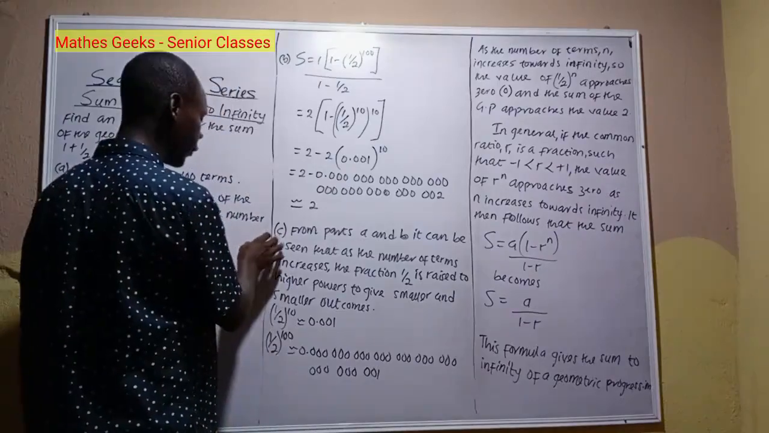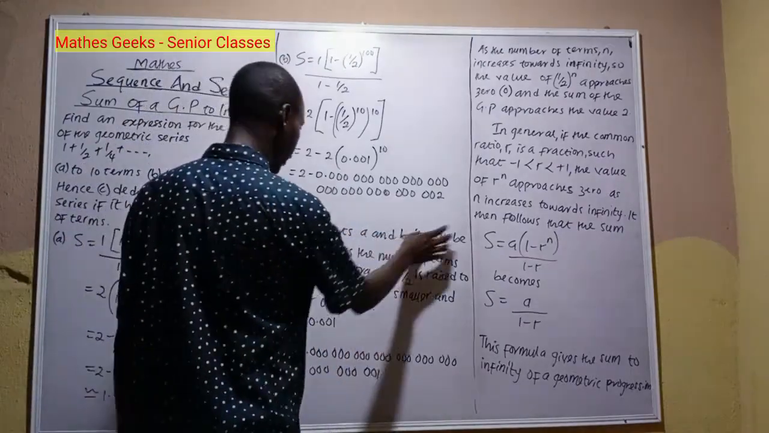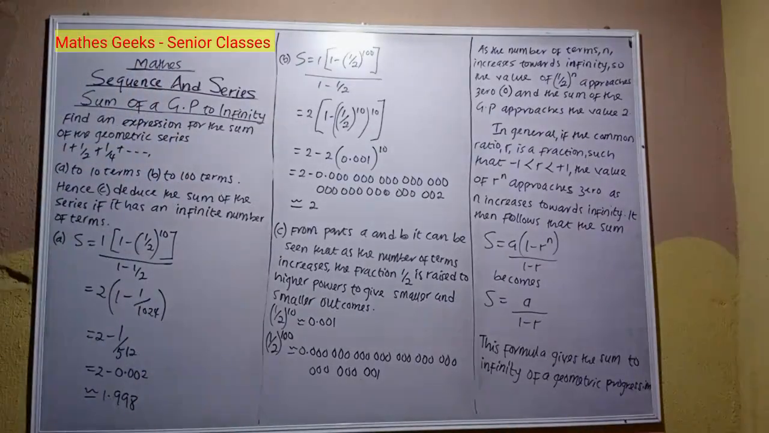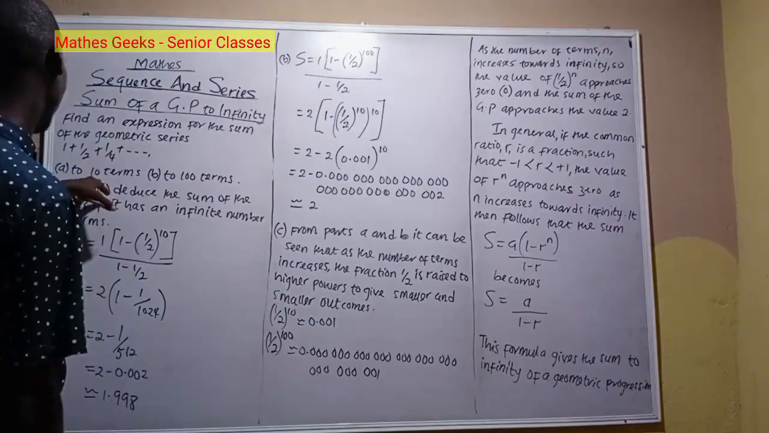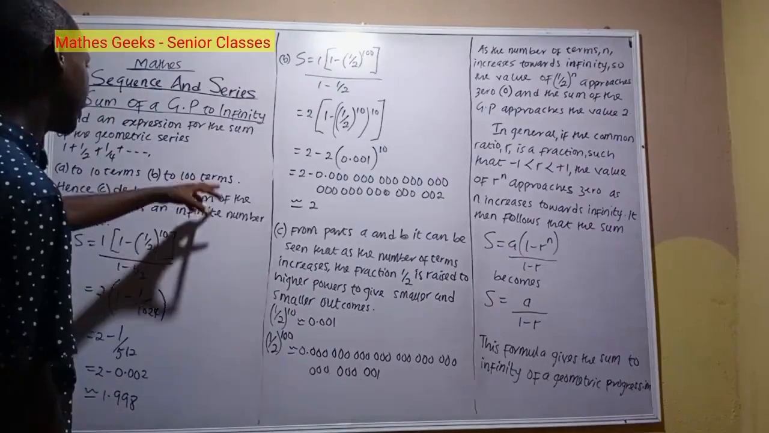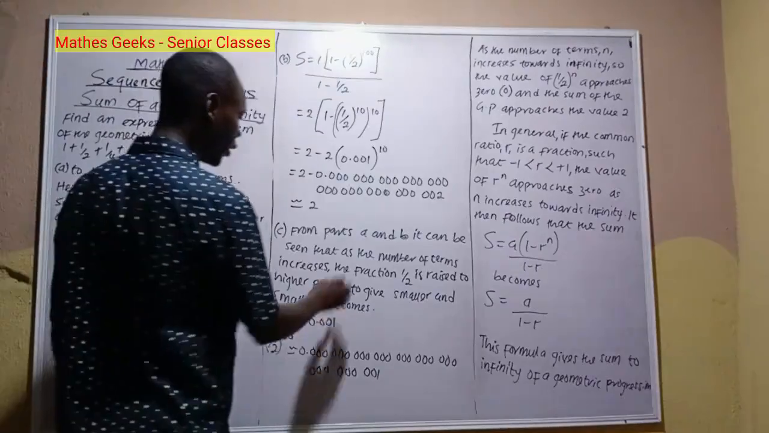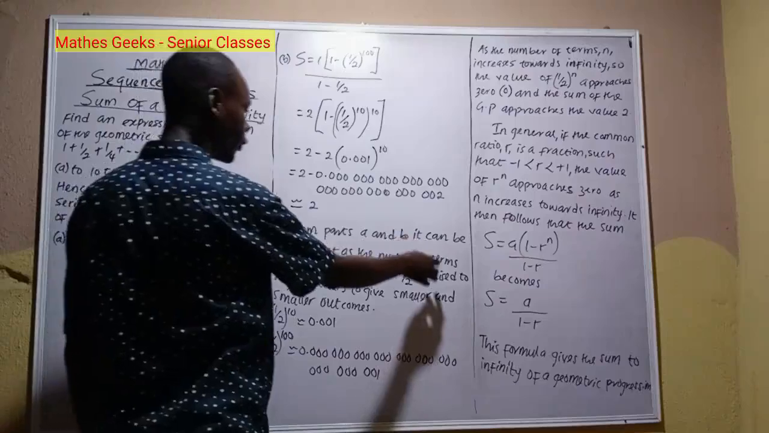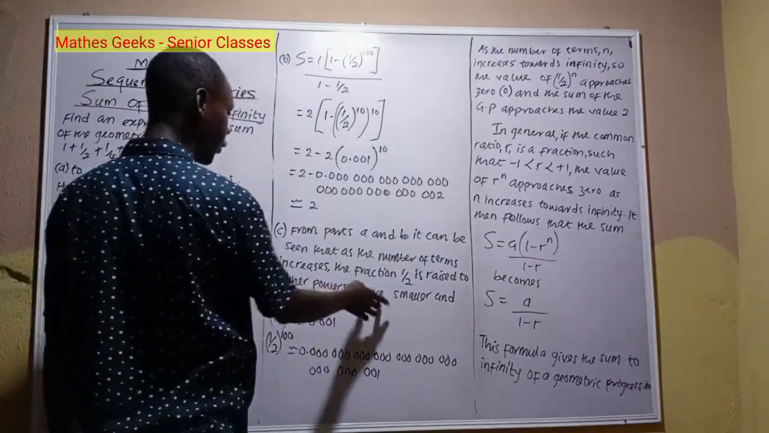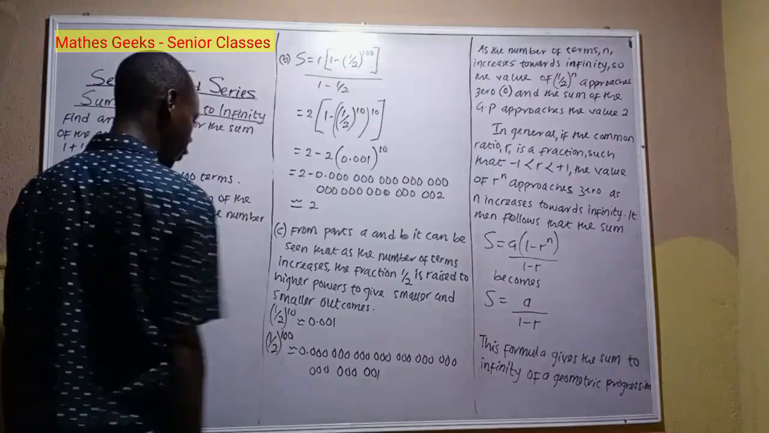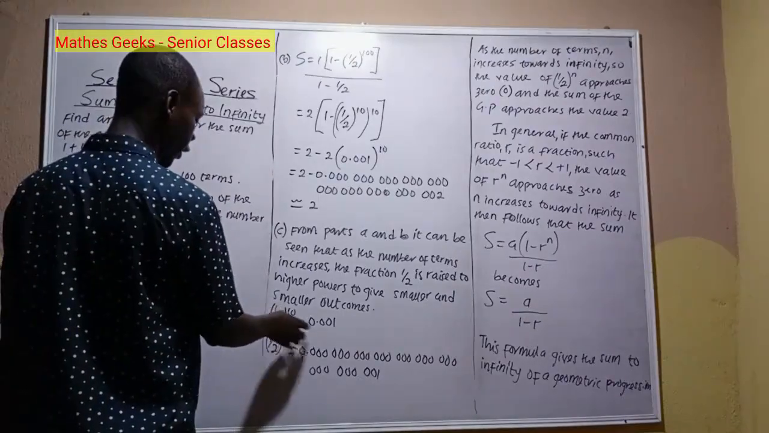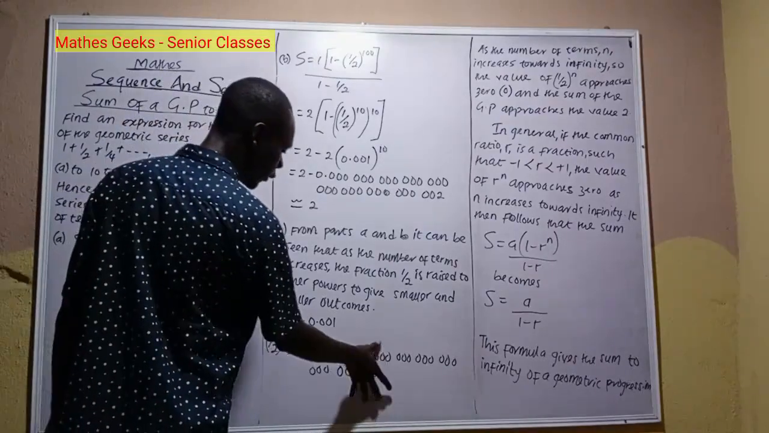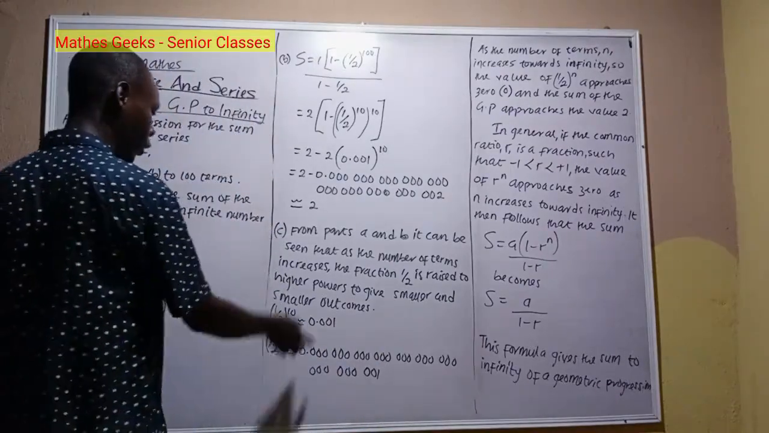So from parts A and B, it can be seen that as the number of terms increases, from the first 10 terms to 100 terms, the fraction 1 over 2 is raised to higher powers to give smaller and smaller outcomes. So 1 over 2 raised to the power 10 gives us 0.001, but 1 over 2 raised to the power 100 gives us this value, which is far smaller than this value.